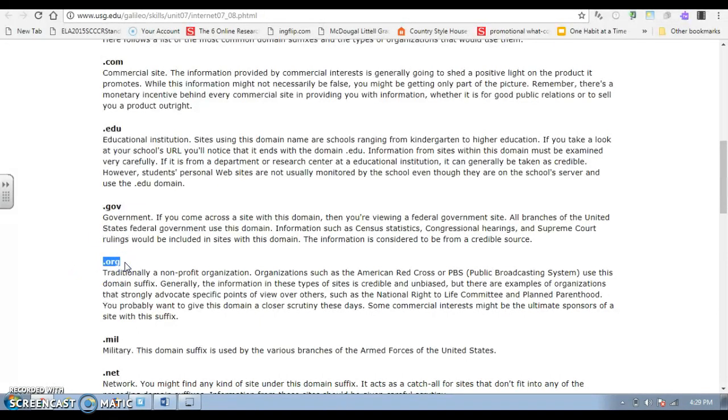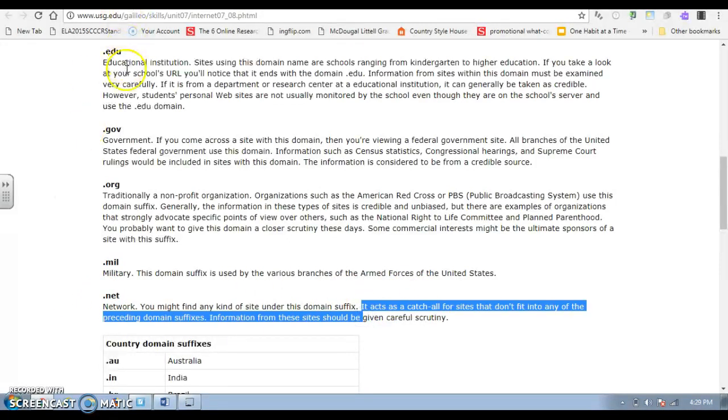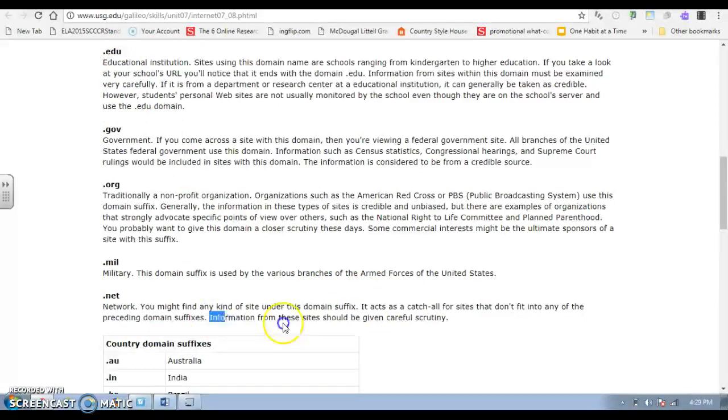.org is just an organization. It's mostly meant to be credible and unbiased. And then you have .mil, which represents the various branches of our armed forces. And even though it's not on there, you can also take a look at .net. It's sort of like a catch-all for all the ones that don't fit under any of these other specific ones listed. And then it says right here, information from these sites should be given careful scrutiny, which means you need to look at it closely to determine whether or not that is valid.